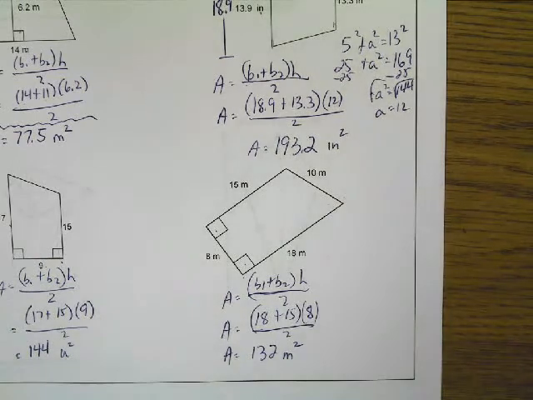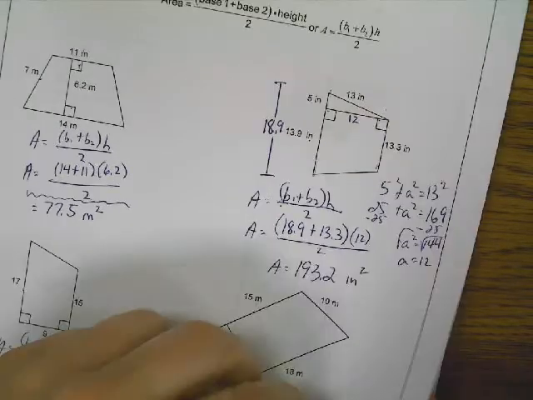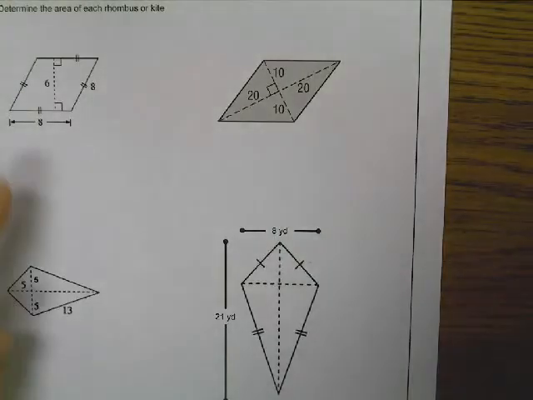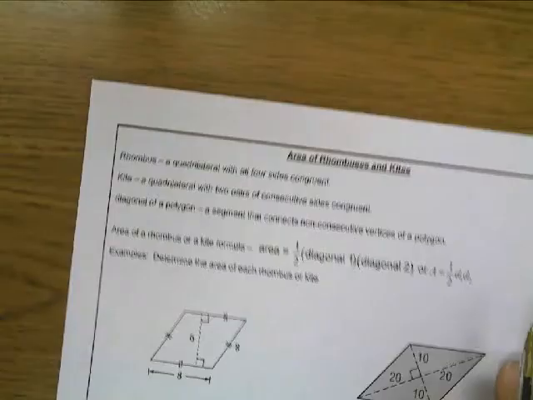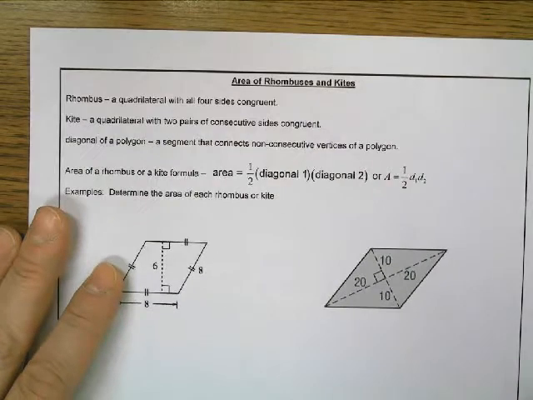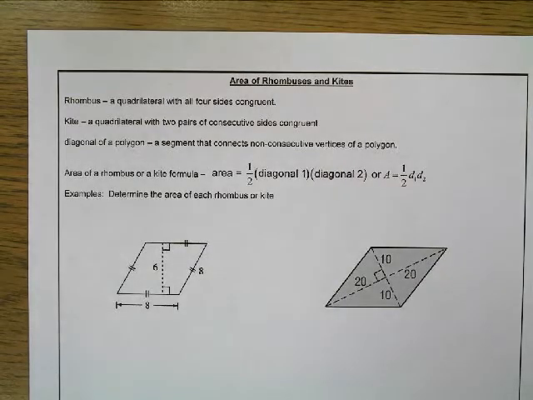Okay, now let's look at rhombuses and kites on the back of this. If you'll turn over. Okay, let's define what a rhombus and a kite is. A rhombus is a quadrilateral where all four sides are the same. And a rhombus is also a parallelogram, so we have two different formulas we can use on a rhombus depending on what information is given, and I'm giving you an example of each one.